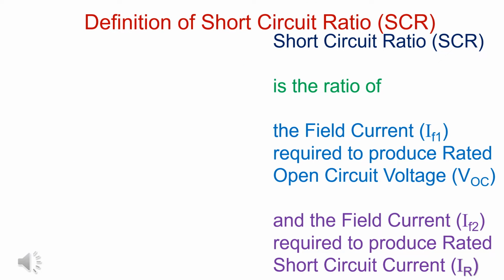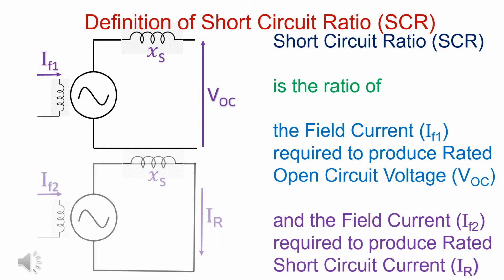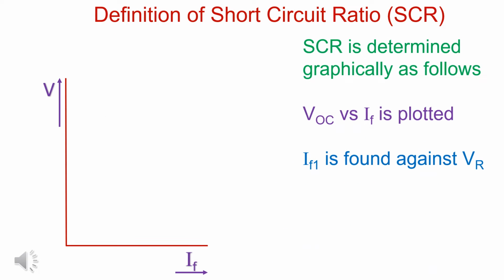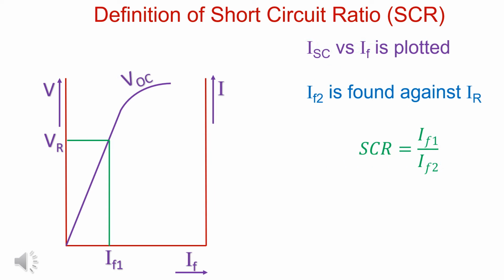SCR is the ratio of field current required to produce rated open circuit voltage and field current required to produce rated short circuit current. SCR is determined graphically as follows. Open circuit voltage versus field current is plotted. Field current IF1 against rated voltage VOC is found. Short circuit current versus field current is plotted. Field current IF2 against rated current IR is found. SCR is equal to IF1 by IF2.